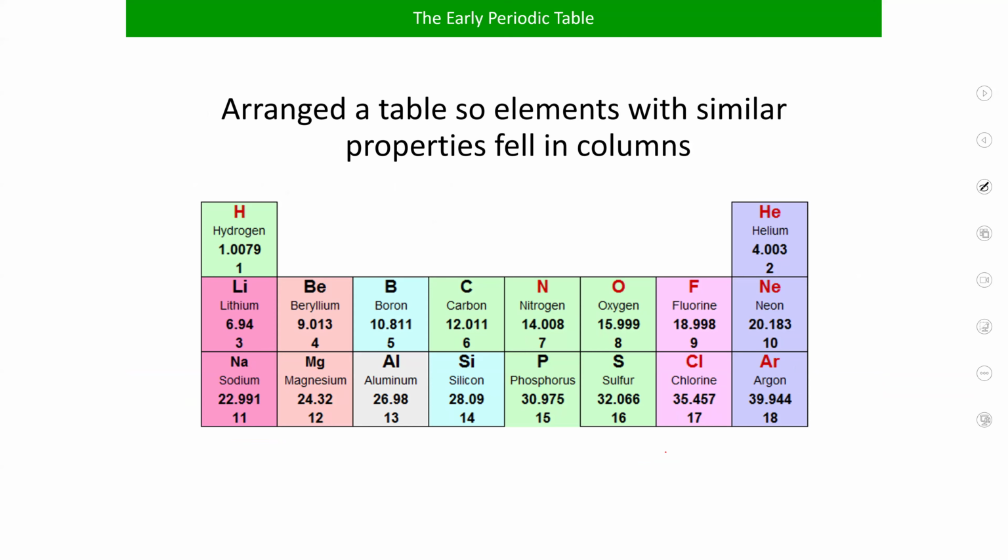they didn't know why. So this is another one of those examples of law versus theory. The law that he was noticing is also called the law of periodicity, which is just every 8 elements or every set number of elements apart, you get repetitive properties. They didn't have a why for that yet.